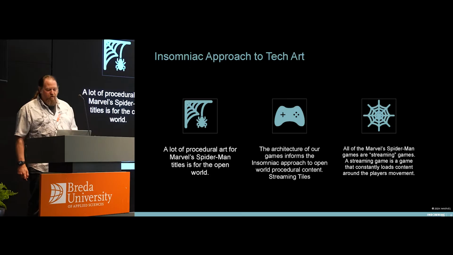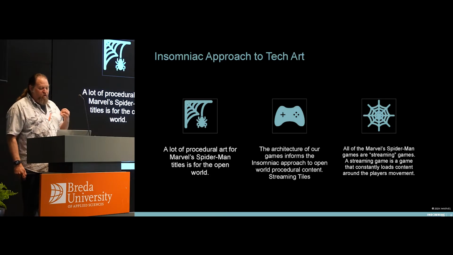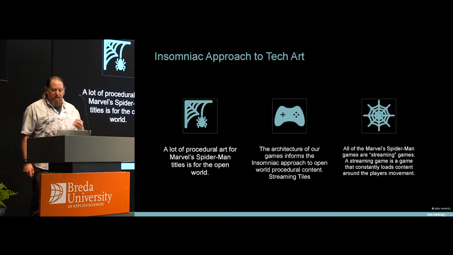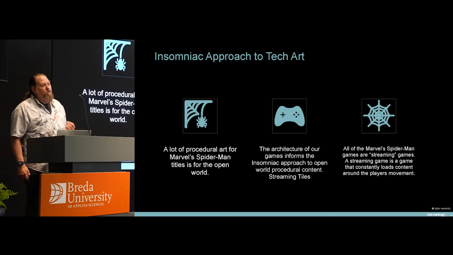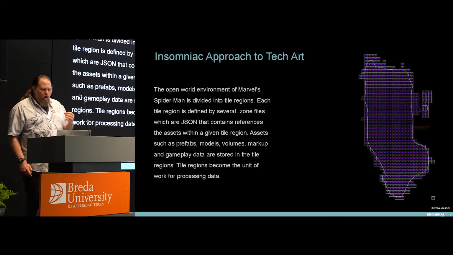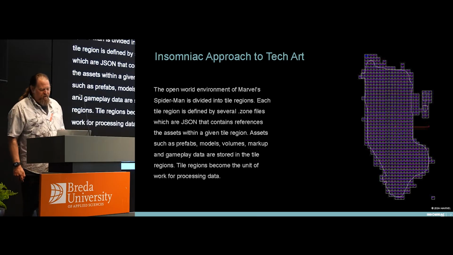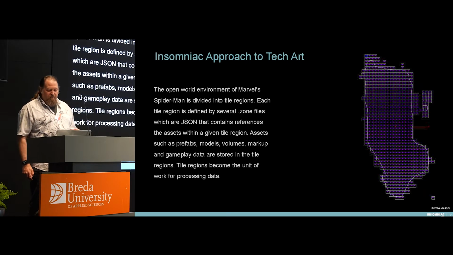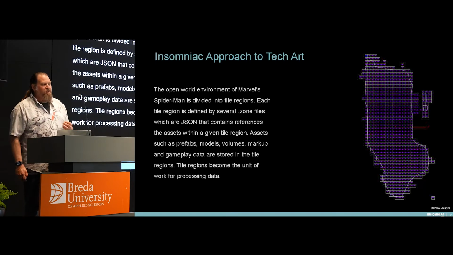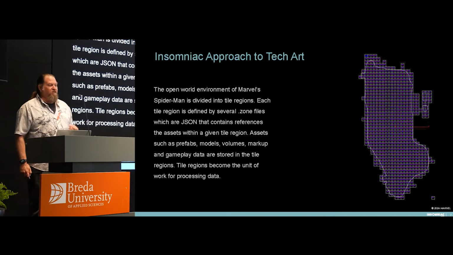All the Marvel Spider-Man games are streaming games. A streaming game is a game that constantly loads or streams content based on the player's traversal. The streaming architecture of our games informs how we approach solutions to authoring the open worlds. The open world environment of Marvel's Spider-Man is divided into 726 tile regions. Each tile region is defined by several zone files, which are JSON that references the assets within a given tile region. The tile regions become the basic unit of work for processing data.